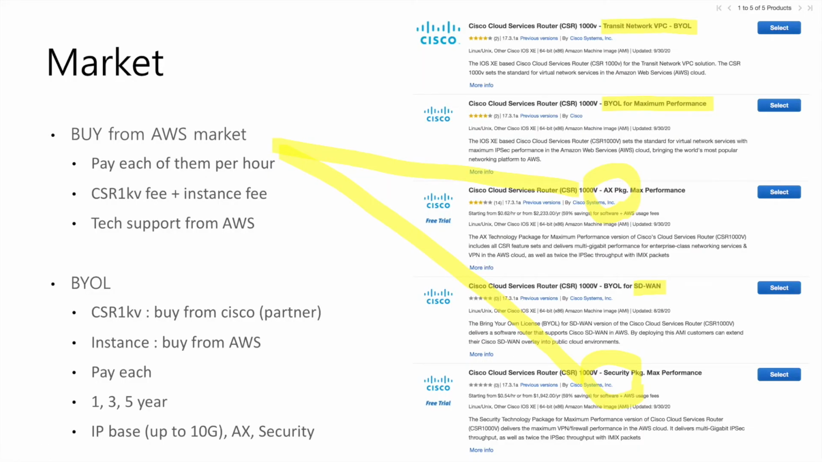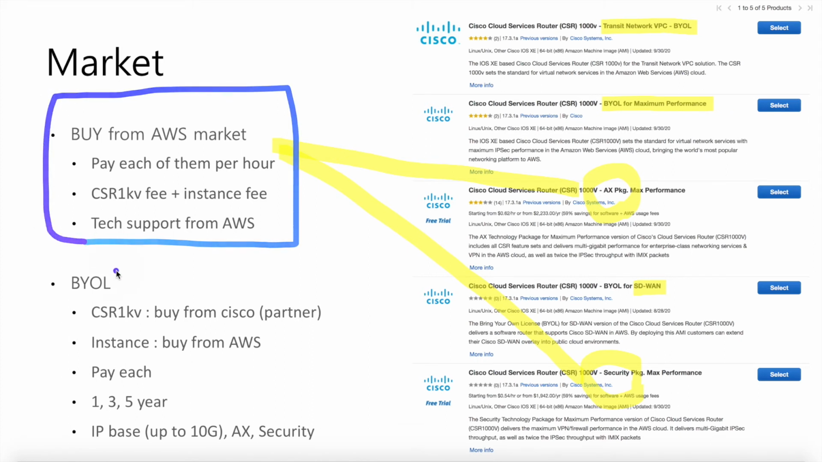And this is about CSR1000v on the AWS Marketplace. If you want to deploy the CSR1000v on AWS, you can choose from the market. There are two options. The first is to buy from the market. If you choose this option, you can choose AX, application experience, or security options. You have to pay the CSR1000v fee plus the instance fee. It's charged hourly, and you can get tech support from AWS.